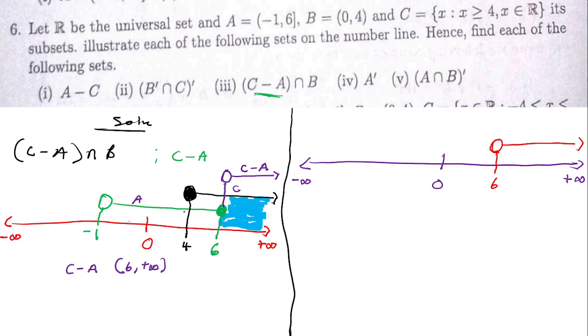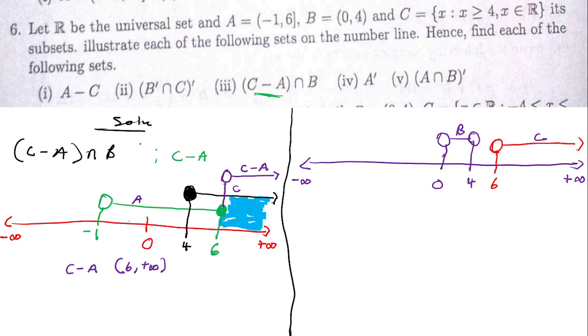So let's quickly draw B. So what is B? B is 0 to 4, right? B is 0 to 4. So you put your 0 there, and 0 is not part of the answer, up to 4 there, which is also not part of the answer, like that. So you connect them. So this is your B, this is your C.